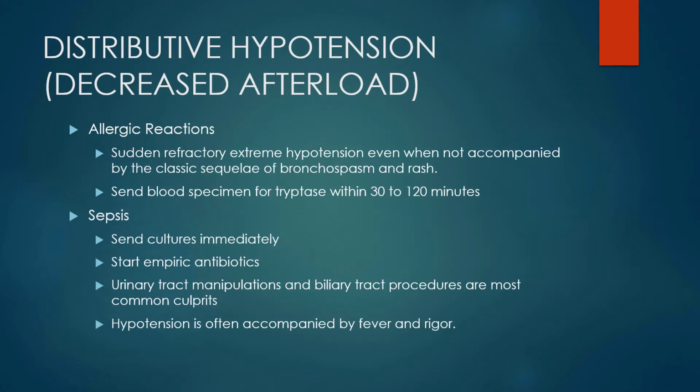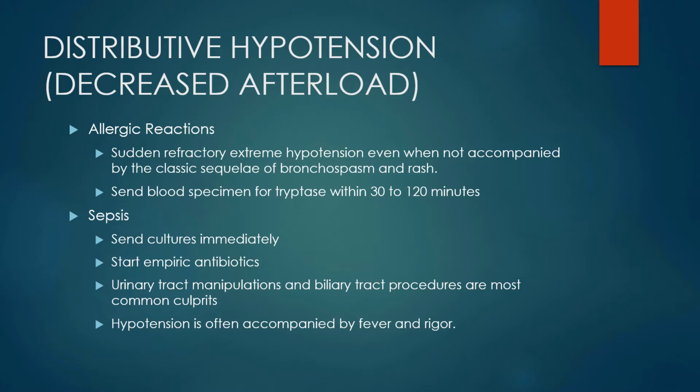You should think about anaphylaxis whenever there is a sudden refractory extreme hypotension, even when there is no bronchospasm or rash. So in this patient, if you order serum histamine or serum tryptase within 30 to 120 minutes, you can confirm an allergic reaction. But this doesn't differentiate anaphylactic from an anaphylactoid reaction, which doesn't really make a difference for us in terms of immediate treatment. But remember, serum tryptase takes several days to come back, so it's not for an immediate diagnosis.